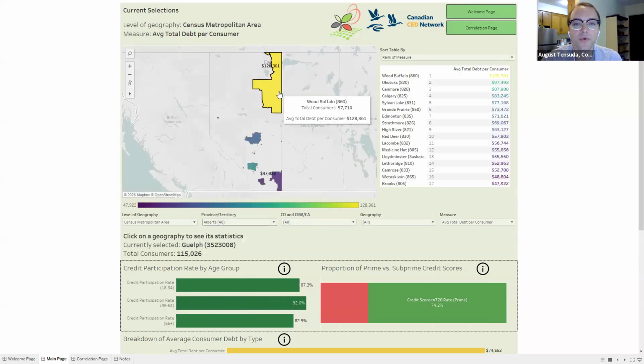Okay, Alberta up here, we got Wood Buffalo. If anyone's looked at the tax filer data, Wood Buffalo usually has some of the highest income, so it's not surprising that they have very high total debt per consumer.